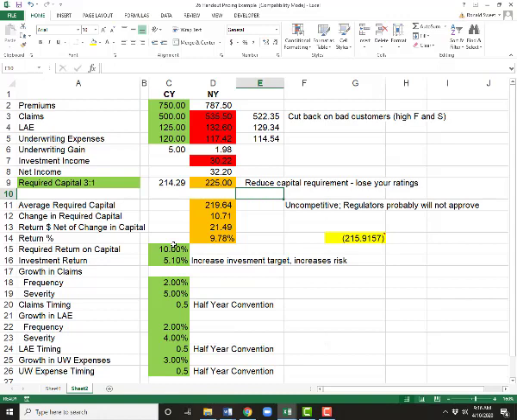Ultimately, you're just going to have to not make that return that year and hope you make it up in the future years.